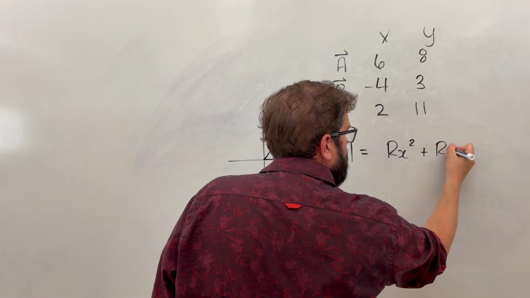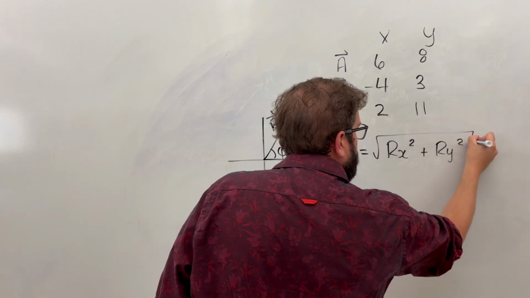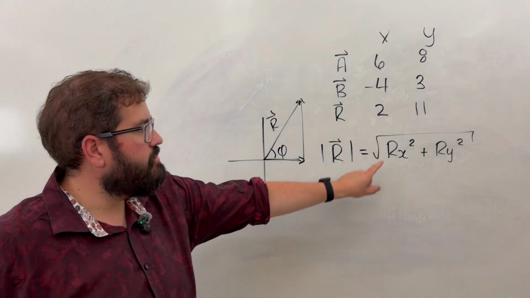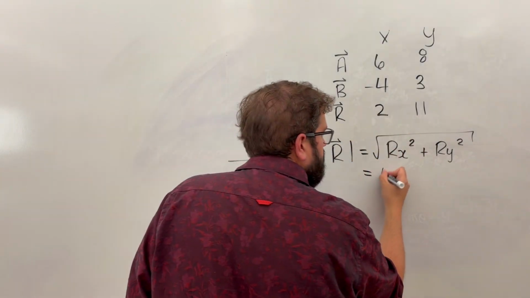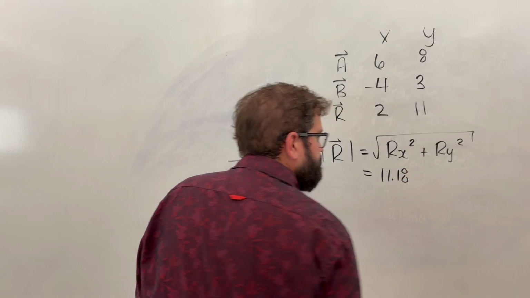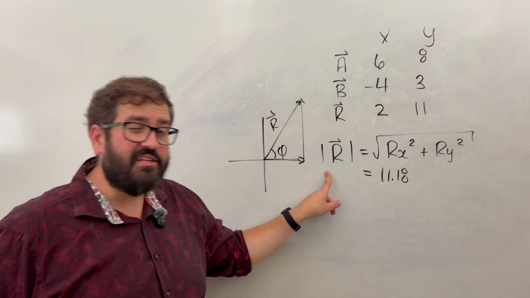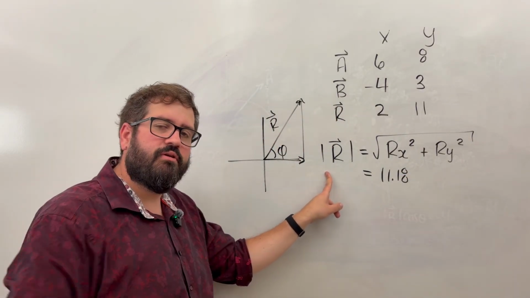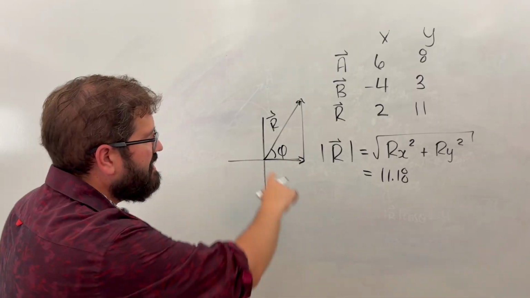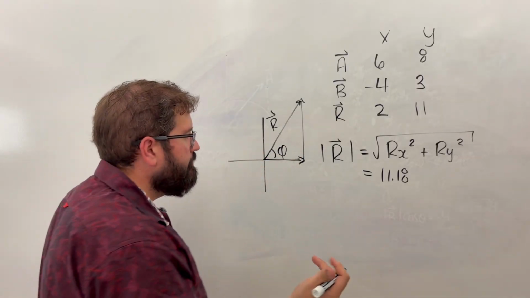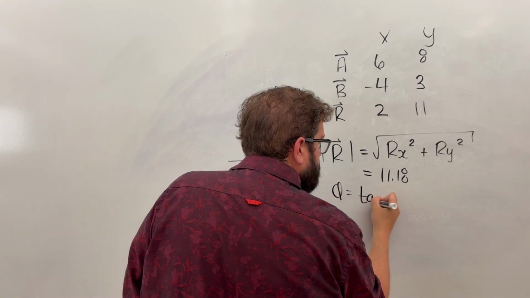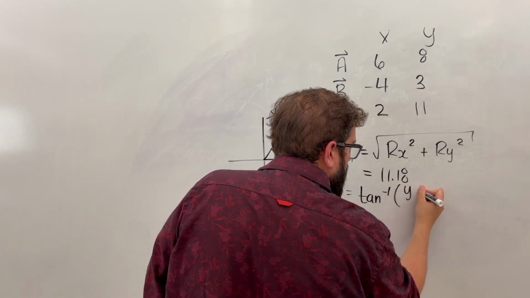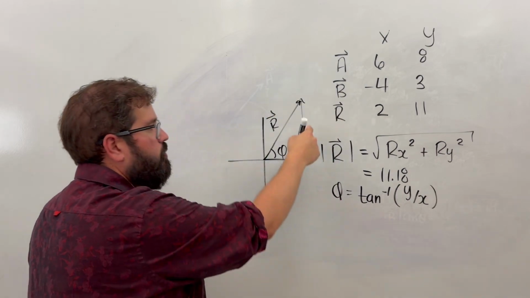Rx squared plus Ry squared, take the square root. When you put in 2 squared and 11 squared and square root them together, you get 11.18. Now, that's only the length or magnitude of that vector. We also need the direction. That's what the angle is going to help me with. I can find the angle easy enough with inverse tan, arctan, y over x, because I have y over x.